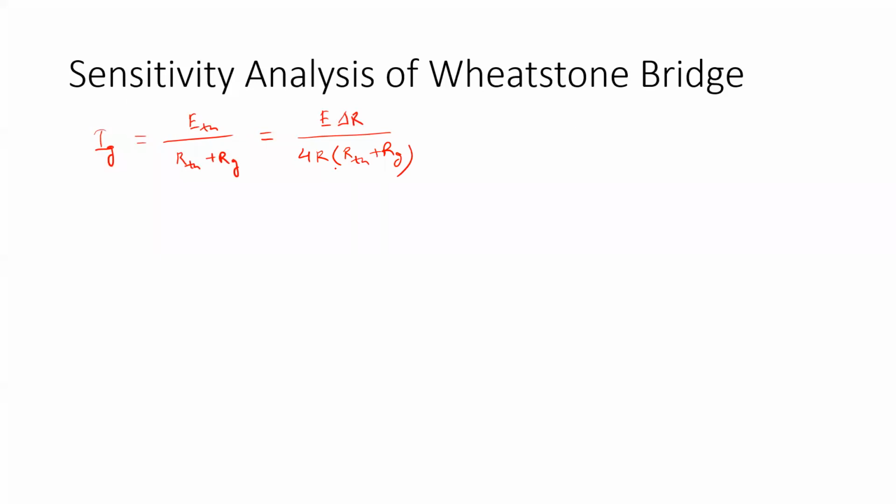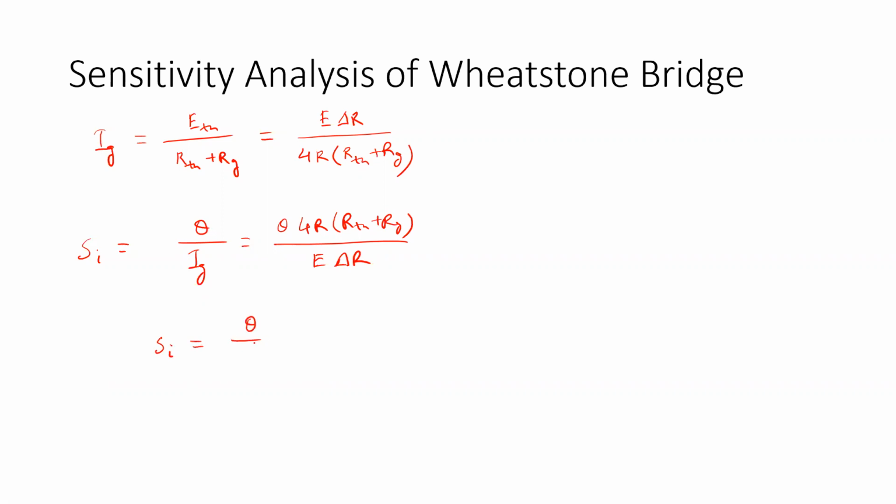So after we have obtained this, now we can rewrite SI to be theta divided by IG, which is equal to theta into 4R into RTH plus RG divided by E into delta R. And to establish a relation between the three sensitivities, let us consider first the current sensitivity and the voltage sensitivity.